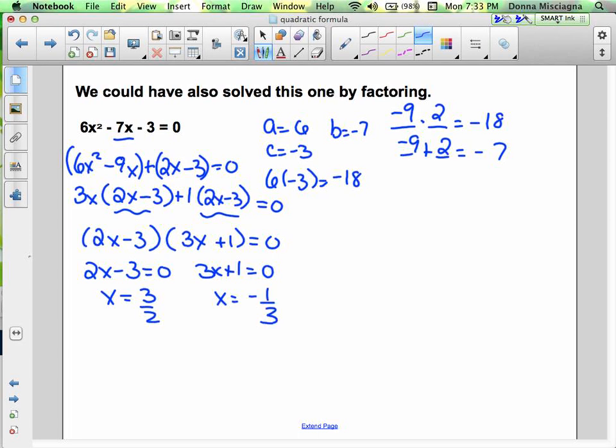I would subtract 1, divide by 3. On the other one, I would add 3, divide by 2. I tend to do that as one step, and you can too, if you can do that last step in your head. And there we have it. We could have factored. So be careful.